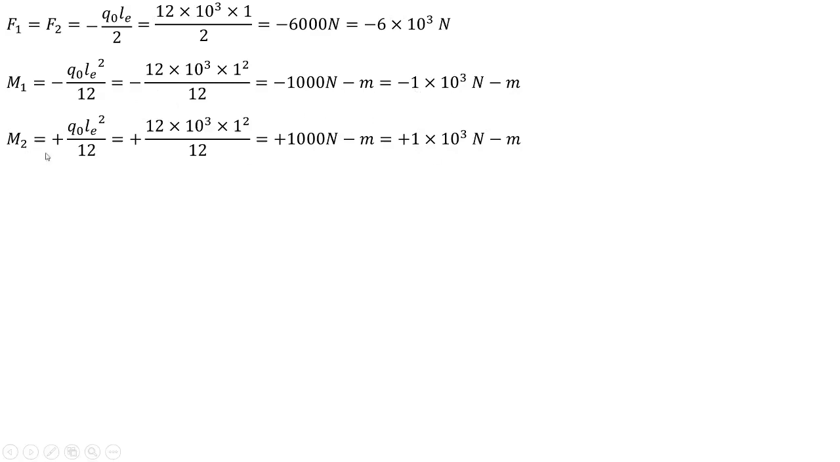And similarly, the moment value at node number 3 is same as the moment value which is at node number 2, but only there is a change in the sign. The moment at node number 2 is minus 1, whereas the moment at node number 3 is plus 1.